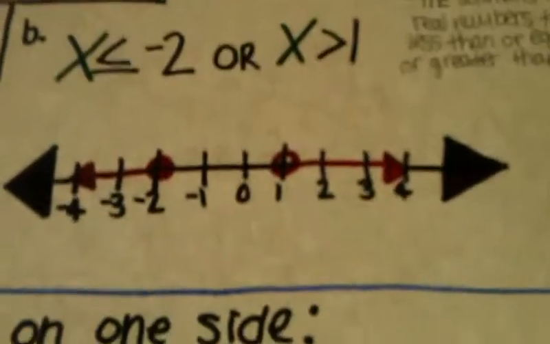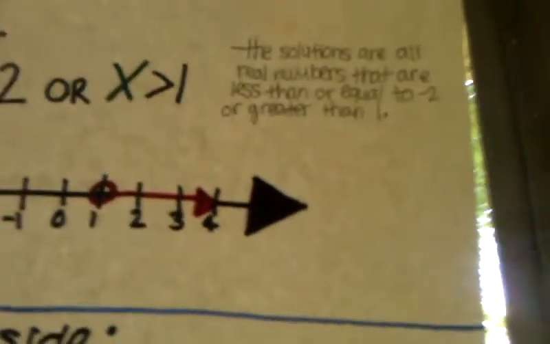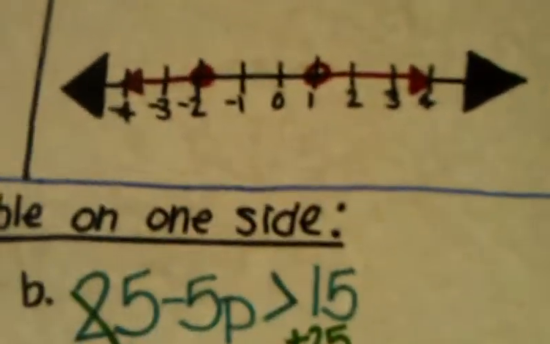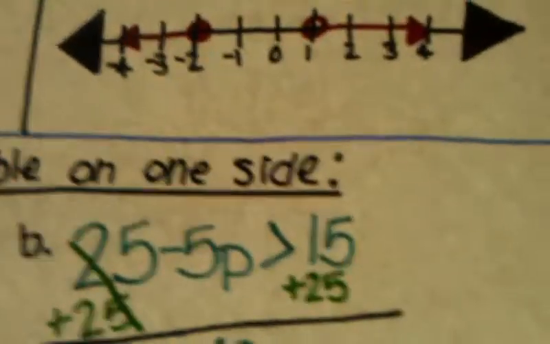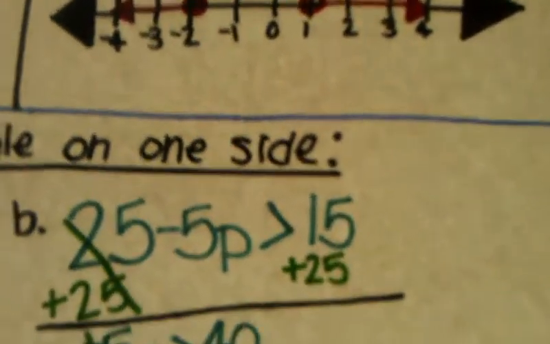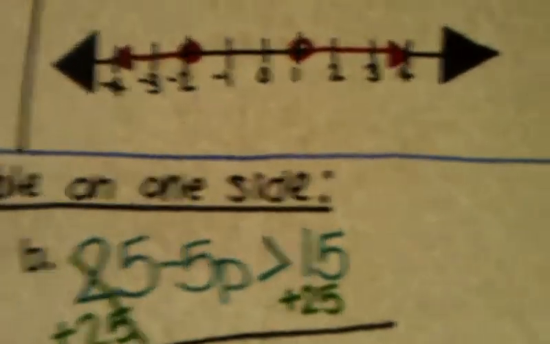x ≤ -2 or x > 1. The solutions are all real numbers that are less than or equal to -2 or greater than 1. They point in opposite directions on the number line. They are compound, but they do not connect. They go in their opposite directions.